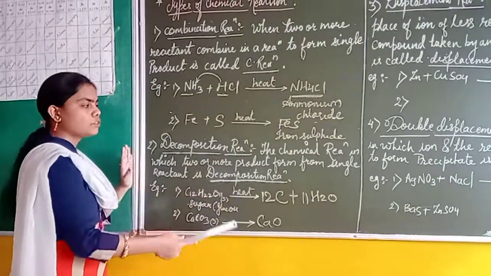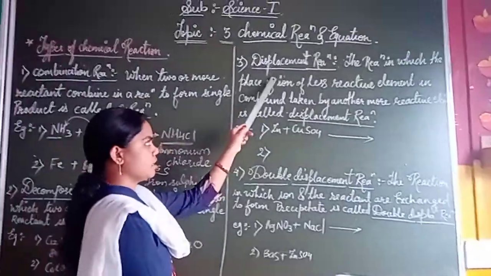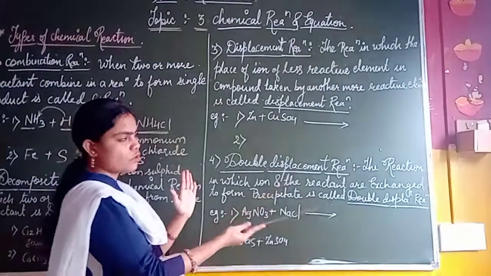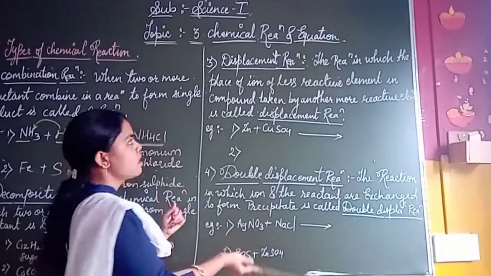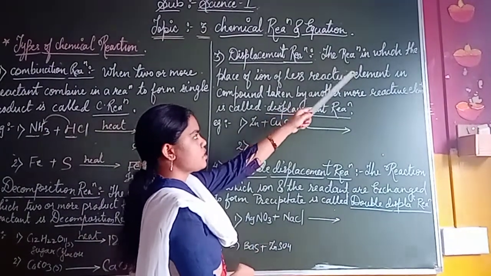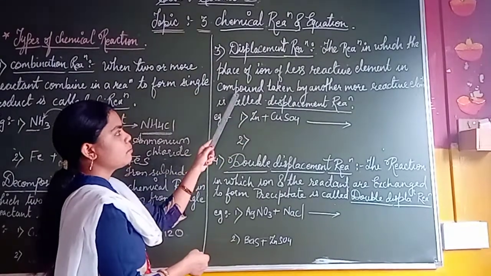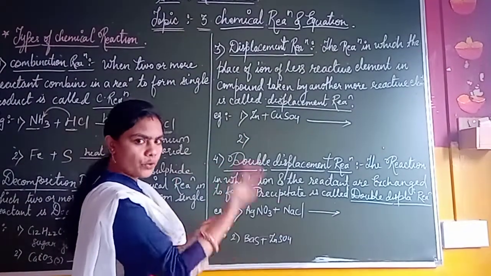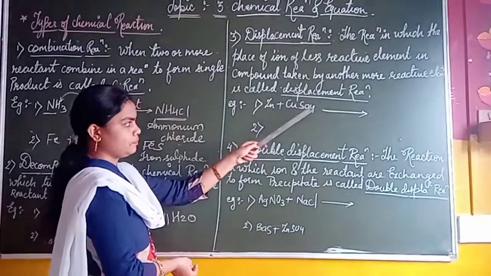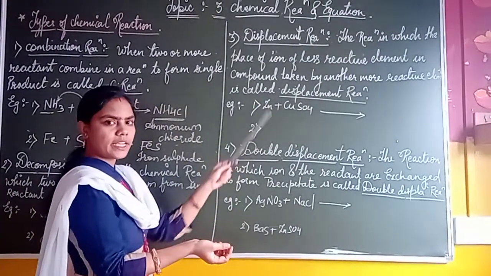Okay students, the third type of reaction we are going to see is the displacement reaction. What is displacement? It means to change the position of an element. The exact definition: the reaction in which the place of an ion of a less reactive element in a compound is taken by another, more reactive element is called a displacement reaction.